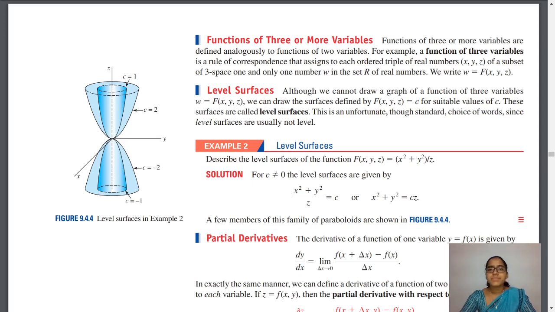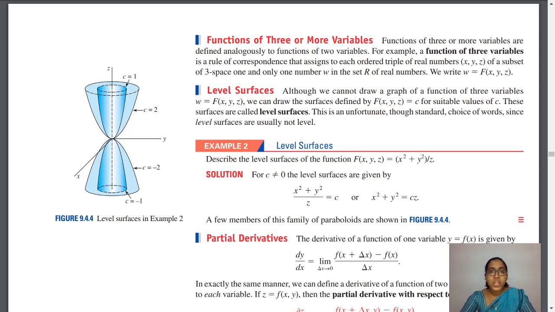We had done functions of two variables. In that, for every ordered pair we can associate a real number. In functions of three variables, for every ordered triple we can associate a real number. W is equal to capital F of x, y, z. Again, we can discuss the level surfaces in the three variables case.